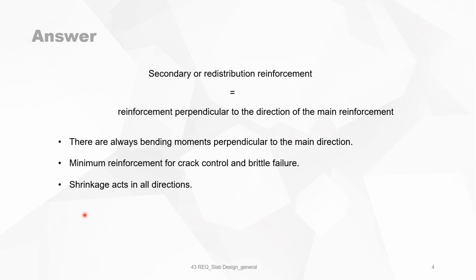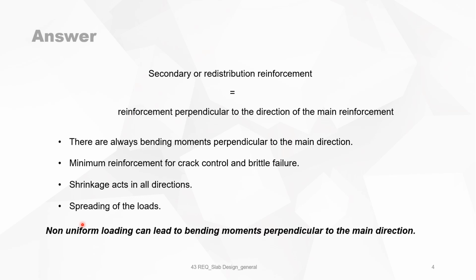And the shrinkage acts, of course, in all directions, so you also have a minimum reinforcement to counteract the shrinkage effect. And it's also needed for the spreading of the loads. So non-uniform loading can lead to bending moments perpendicular to the main direction.